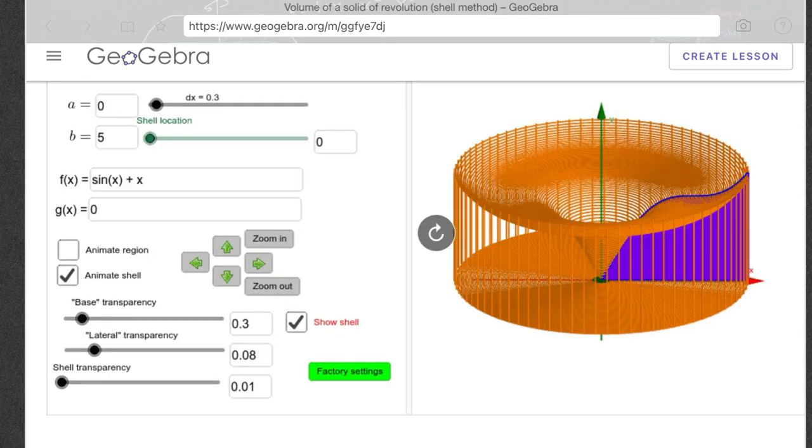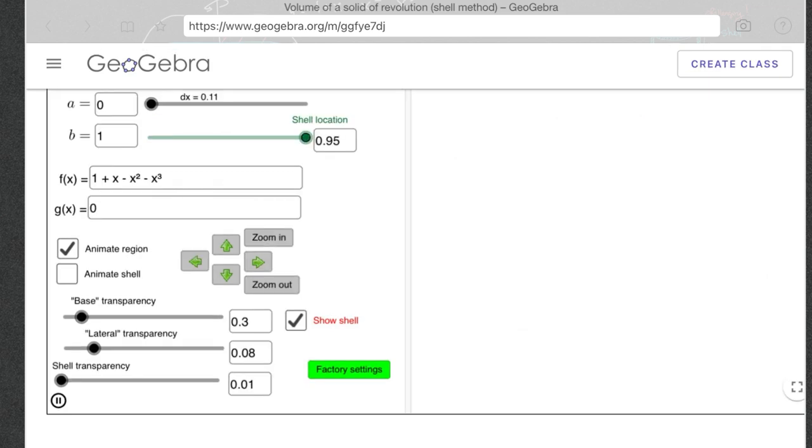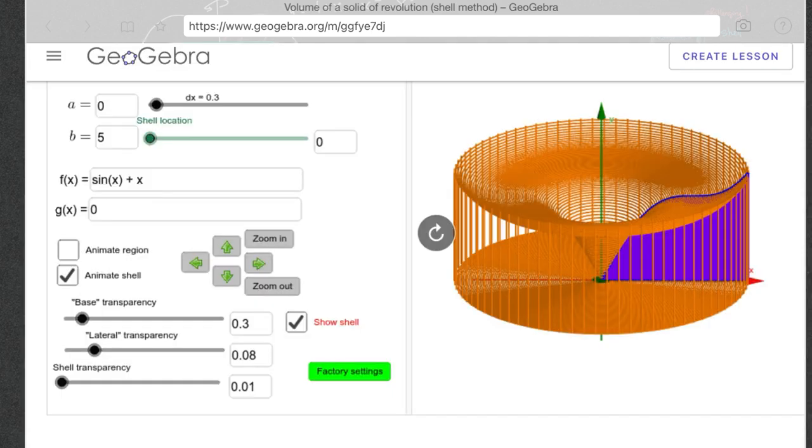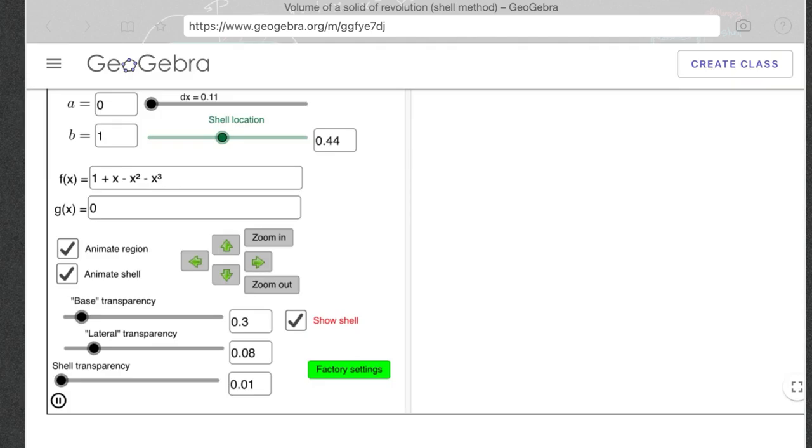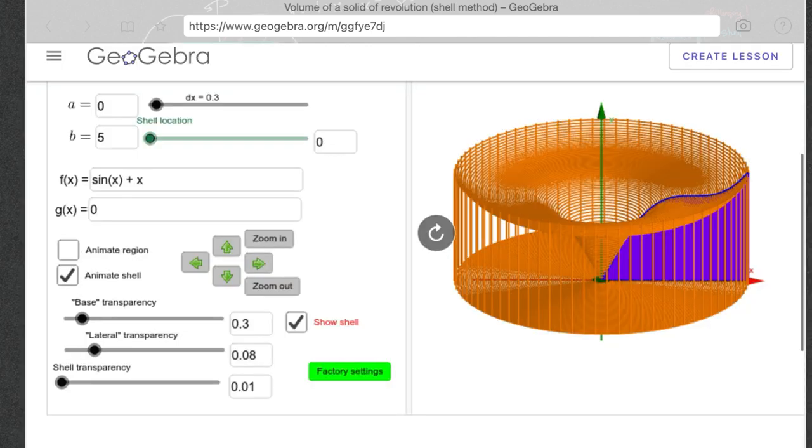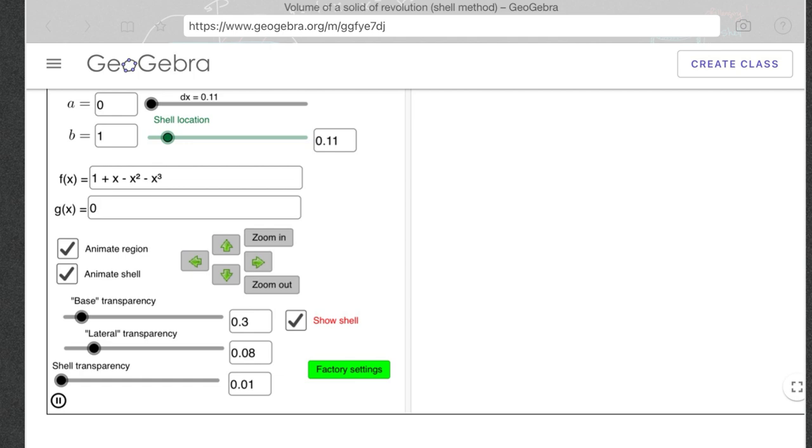As you can see, we take a region and we rotate it about the y-axis to form the solid. We then slice the solid parallel to the axis of rotation. Each of the slices will form a shell, and the volume of this shell is the volume of the outer cylinder minus the volume of the inner cylinder. All of these shells add up to form the volume of the solid.